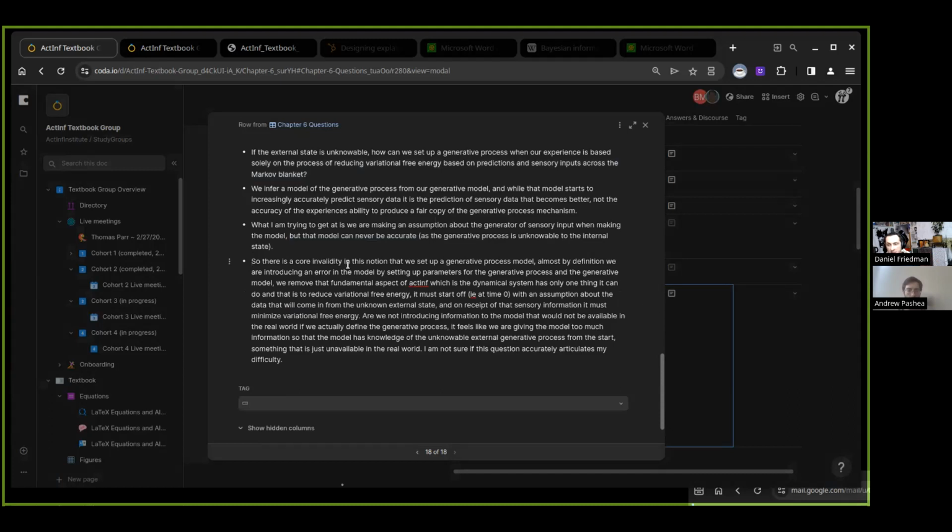So there's a core invalidity in the notion that we set up a generative process model. Not sure what ontology mixing is happening, but almost by definition, we're introducing an error in the model by setting up the parameters for the generative process, the generative model. We remove the fundamental aspect of ActInf, which is the dynamical system has only one thing it can do, and that's to reduce free energy.